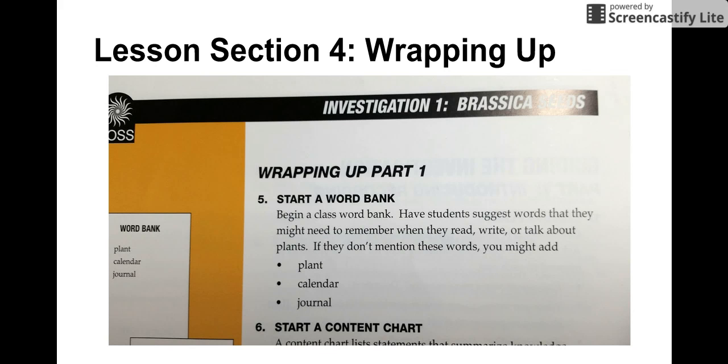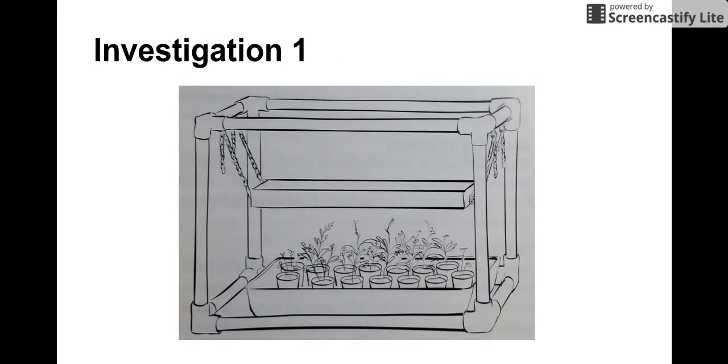Now on to the content of Investigation 1. In Investigation 1, students plant brassica seeds. These rapid cycling seeds germinate and grow in a tray under a grow light over approximately 1 month. Second graders care for and observe them and record changes over the complete life cycle.